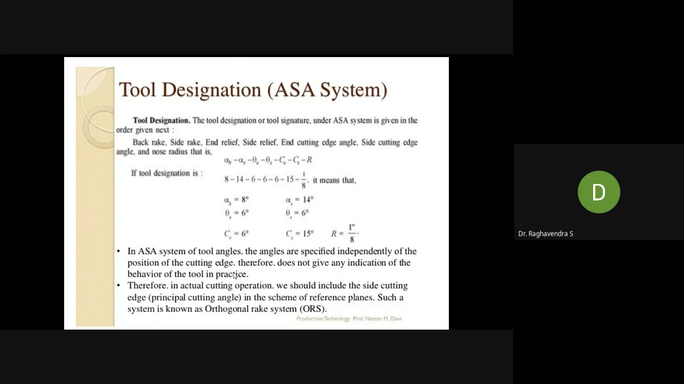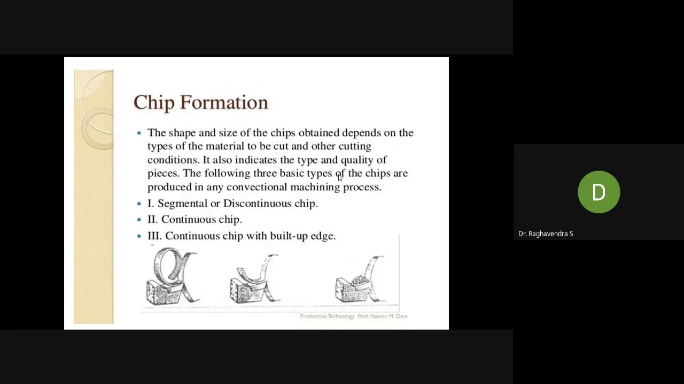Usually people go for the ORS system when they buy. Whenever they buy, they give the details like side rake angle, back rake angle, relief angle, cutting edge angle, all these things. So the shopkeeper or the seller will understand the language and give the size of the tool. Now see how the chips are formed.